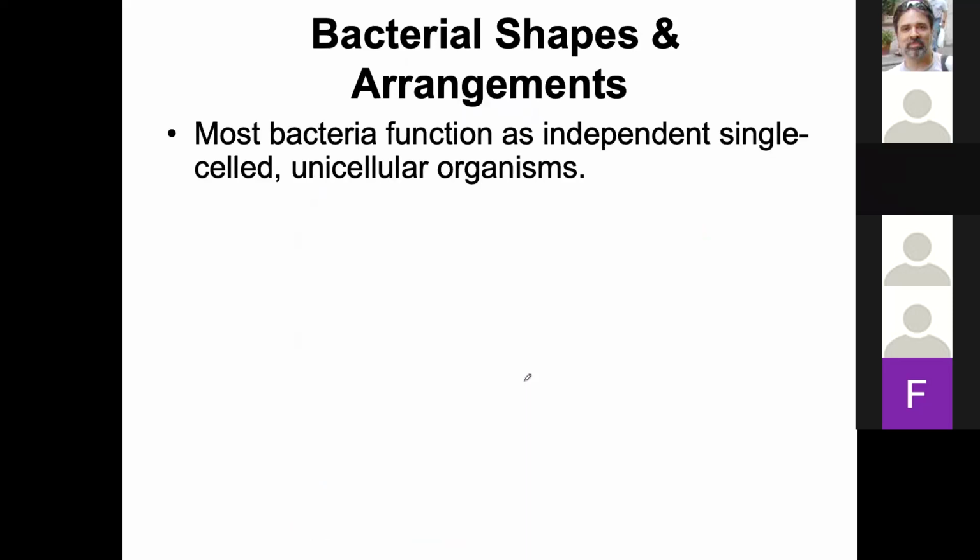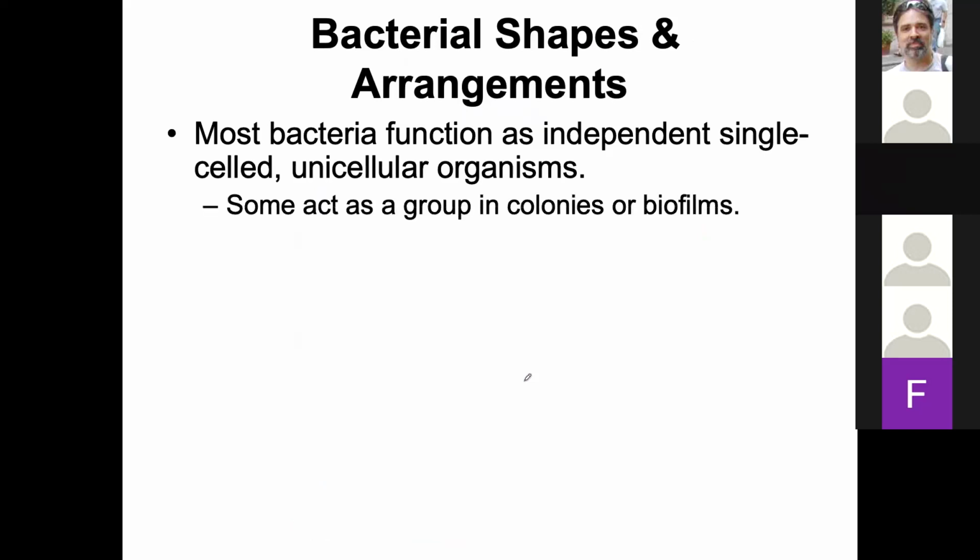Okay, most bacteria function as independent single-celled unicellular organisms, but some can be groups in the context of what's called a biofilm or as a colony. Okay, so a biofilm is many bacterial species working together, right, in a sort of a matrix. And a colony is a single bacterial species.